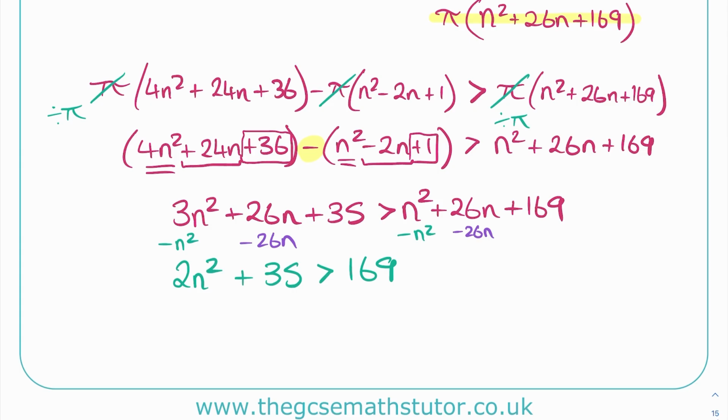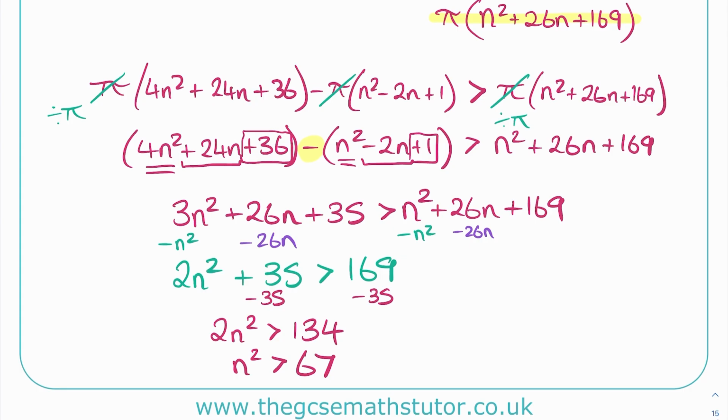So at this point, rather than making it 0 on the right hand side, what we can actually do is get rid of or subtract 35 from both sides. If I get rid of 35 from both sides, I get 2n squared is greater than, what's that going to be? Is it 134? Yeah, 134. I can now divide both sides by 2. So 1n squared is greater than 67.